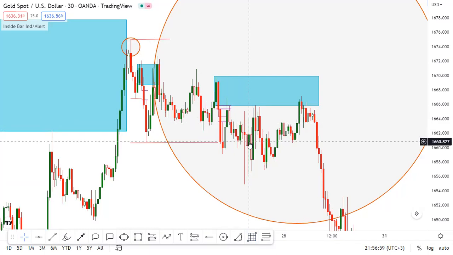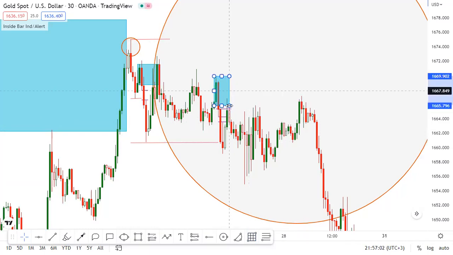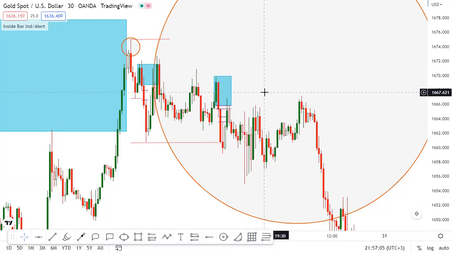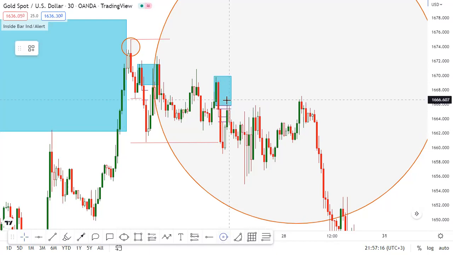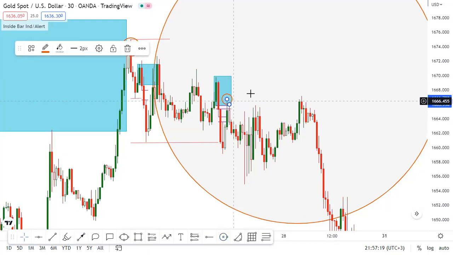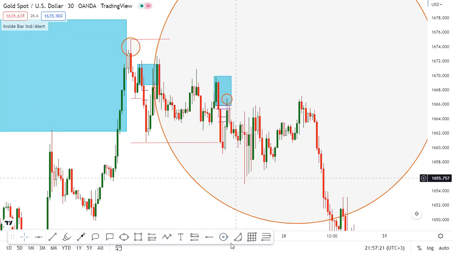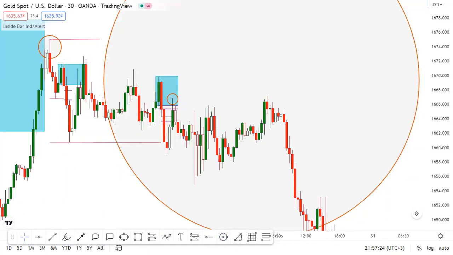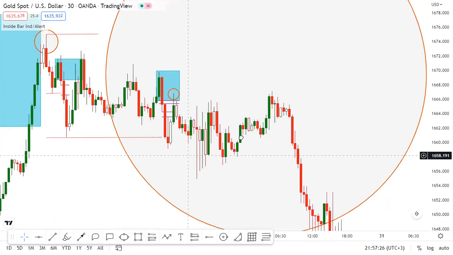Somebody could have entered maybe here. It differs with how you see the market. Another person would have said, I see this movement to the downside that caused the break of structure, and I'm waiting for a retracement here. And you see the market returned back here. And now somebody can sell right here. It is okay. It depends on how you see the market.